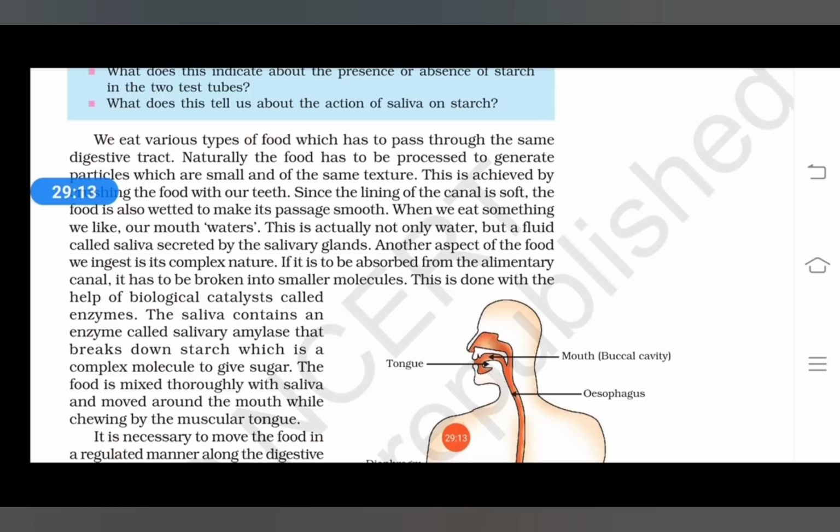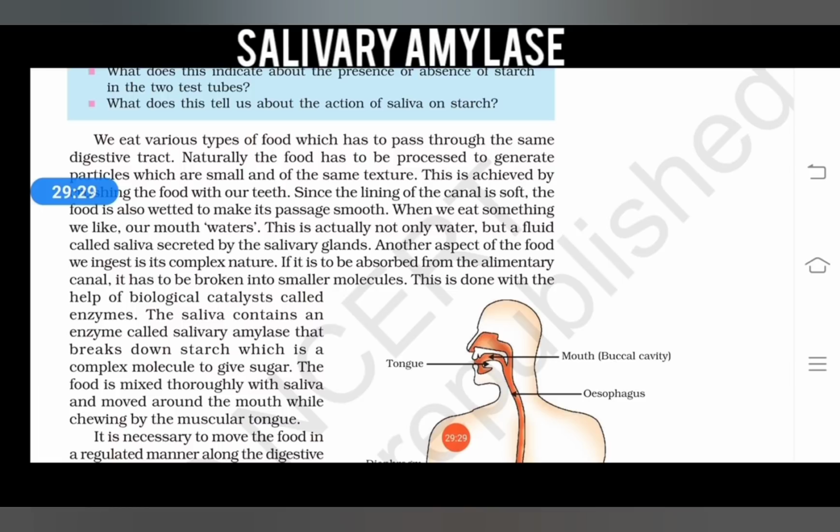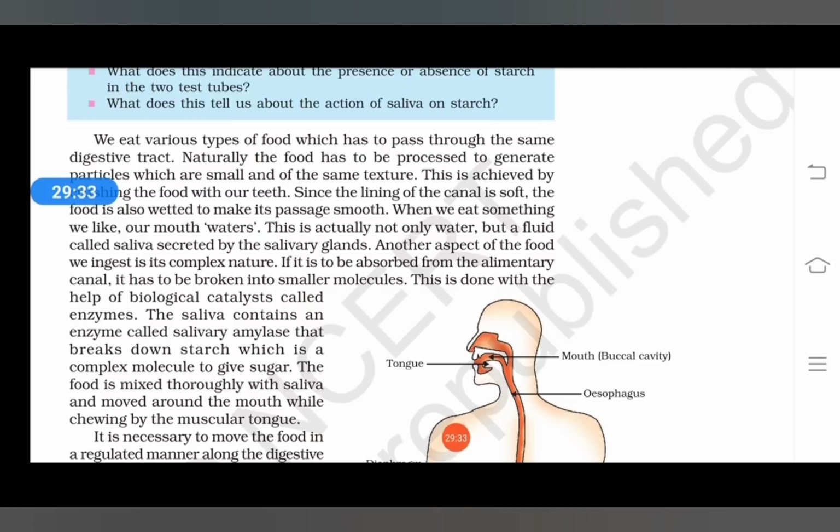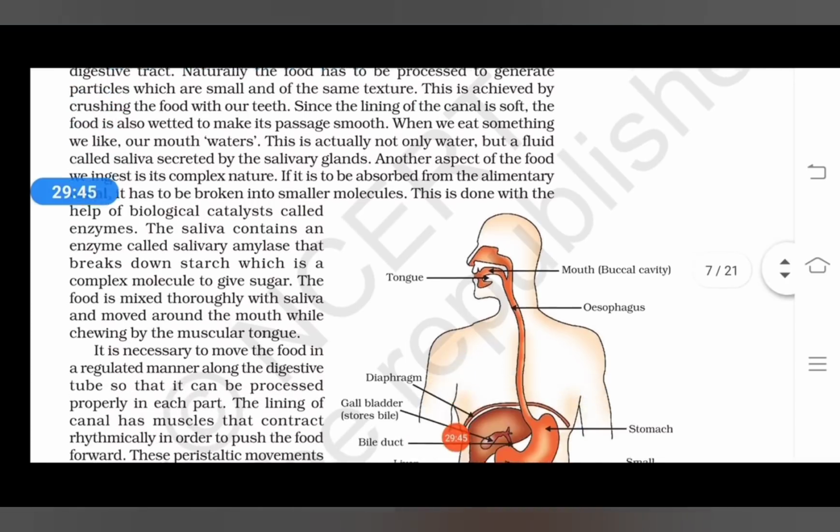So enzymes help to break down the food. Then the saliva contains an enzyme called salivary amylase that breaks down starch, which is a complex molecule, to give sugar. So salivary amylase breaks down the starch to give sugar. Then the food is mixed thoroughly with saliva and moved around the mouth while chewing by the muscular tongue.